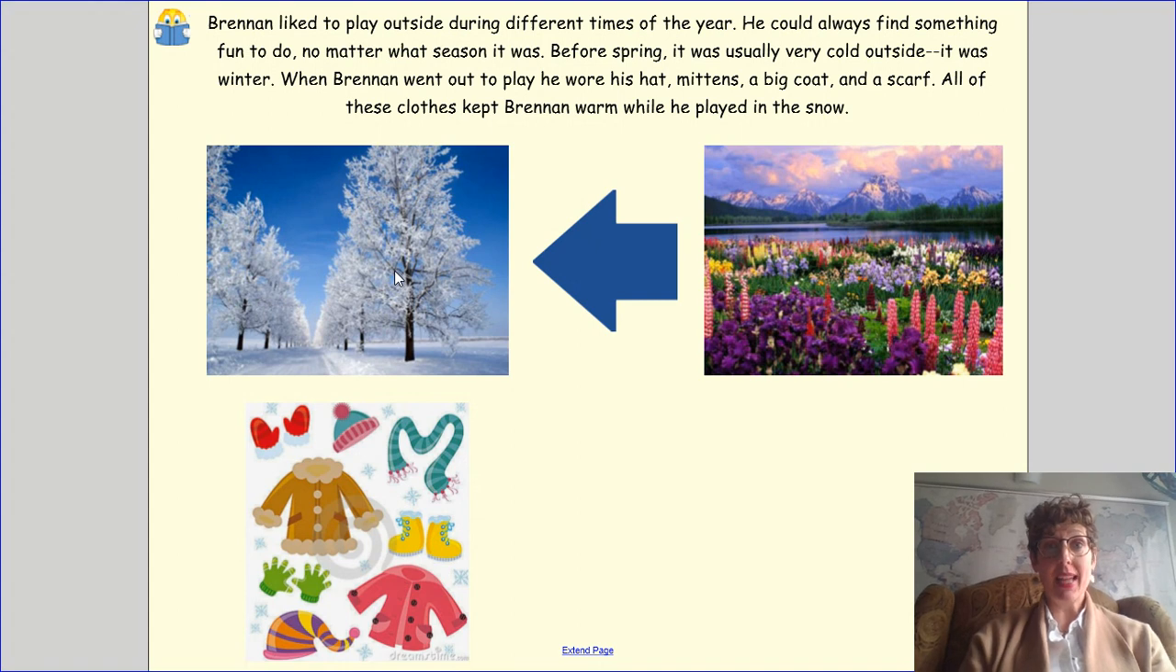Brennan liked to play outside during different times of the year. He could always find something fun to do no matter what the season was. Before spring, it was usually very cold outside. It was winter. When Brennan went out to play, he wore his hat, his mittens, his big coat, and a scarf. All of these clothes kept Brennan warm while he played in the snow.